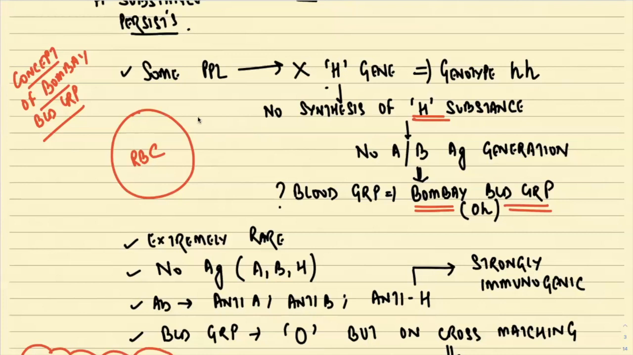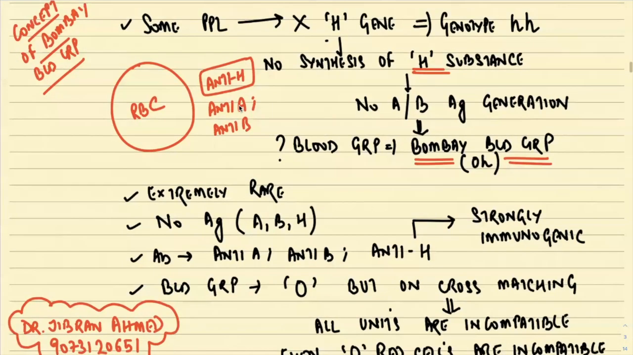Now, one very important fact is that because the H is not there, this individual, as I told you according to Landsteiner's law, if they do not have the corresponding antigen, then the antibody will be there. A antigen is not there, so anti-A will be there. B antigen is not there, so anti-B will be there. H antigen is not there, so what is going to happen? Anti-H will be there. Remember, none of us who have the normal ABO system have this anti-H. Just imagine, because all of us have a minimum of H antigen, we do not carry anti-H at all. So these individuals have anti-H.